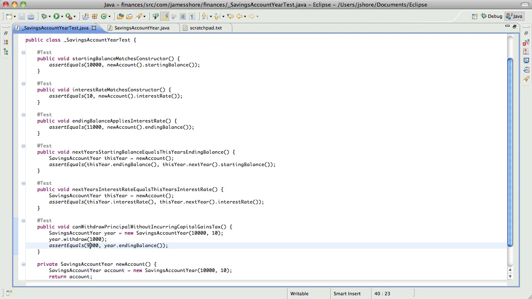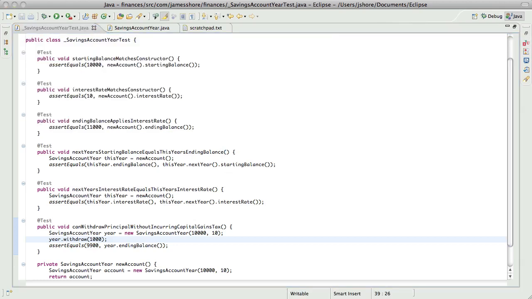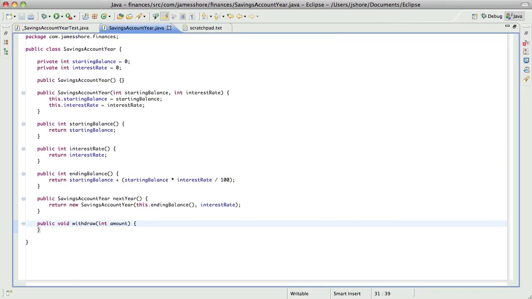So what that means is that the ending balance for this year should be 10% of 9,000. Yeah, let's do that. So we withdraw 10,000, we withdraw 1,000, that gives us a balance of 9,000. And then we gain interest on that 9,000, which is $900. So we end up with a final balance of 9,900. And I think we can code that by just modifying the starting balance by the amount.